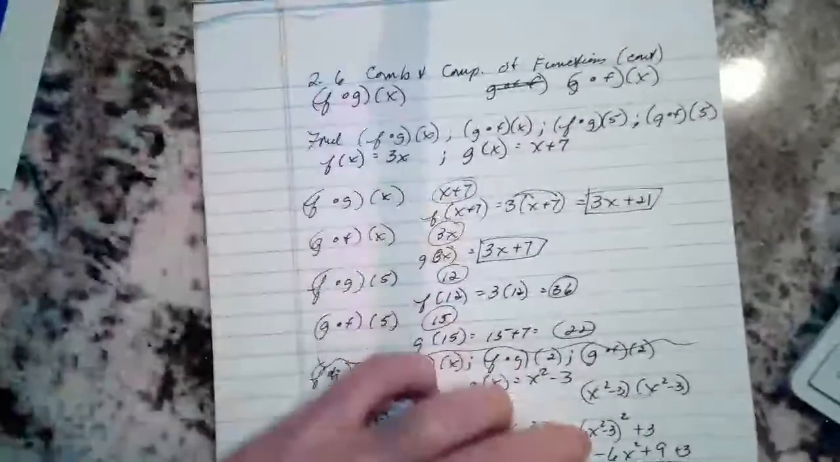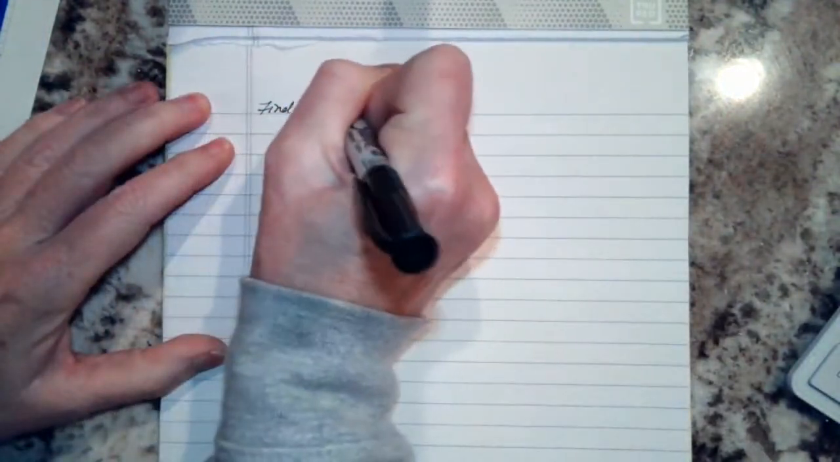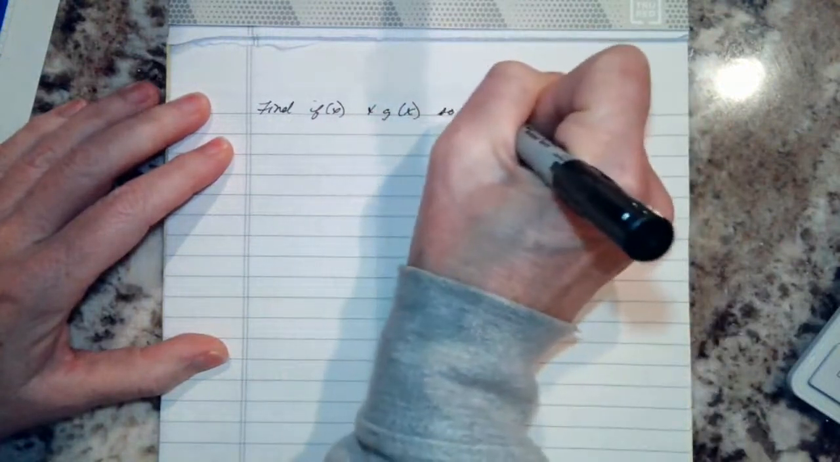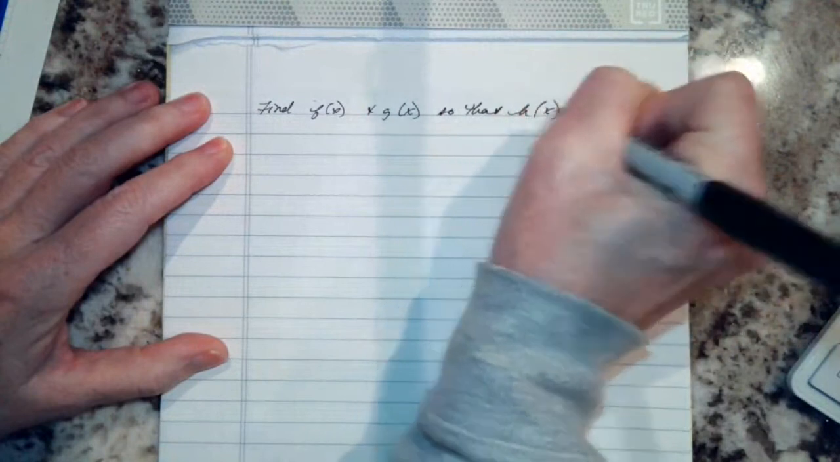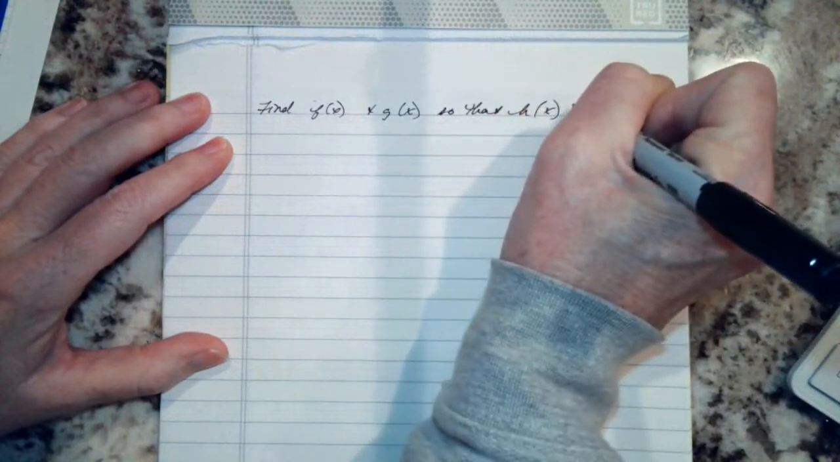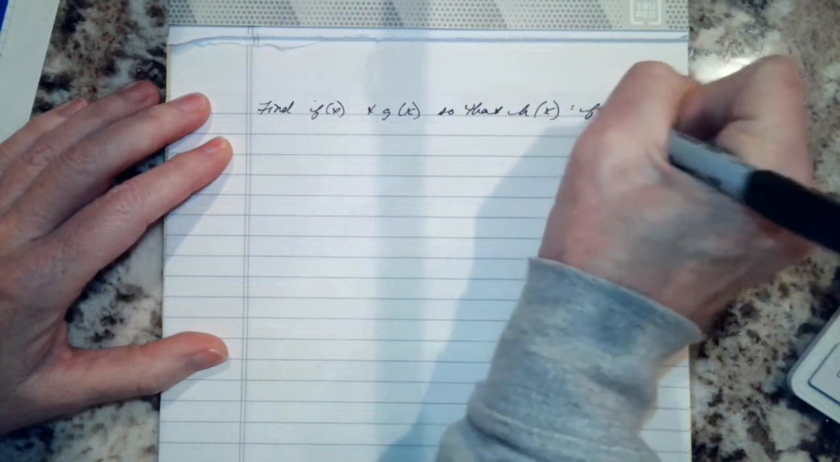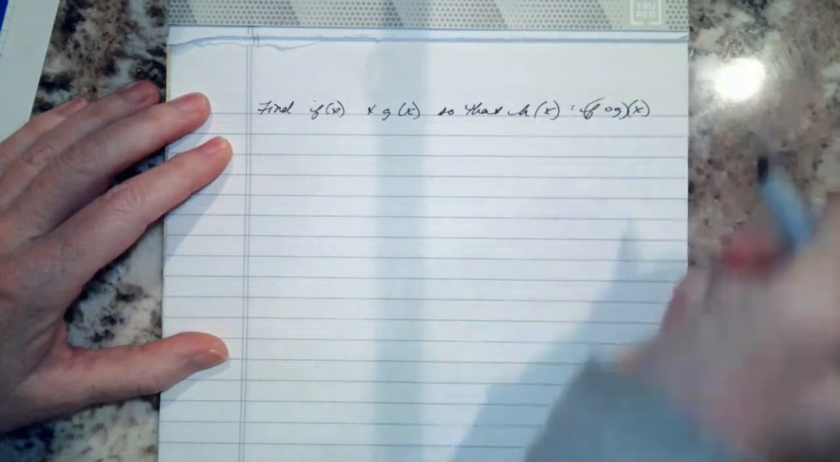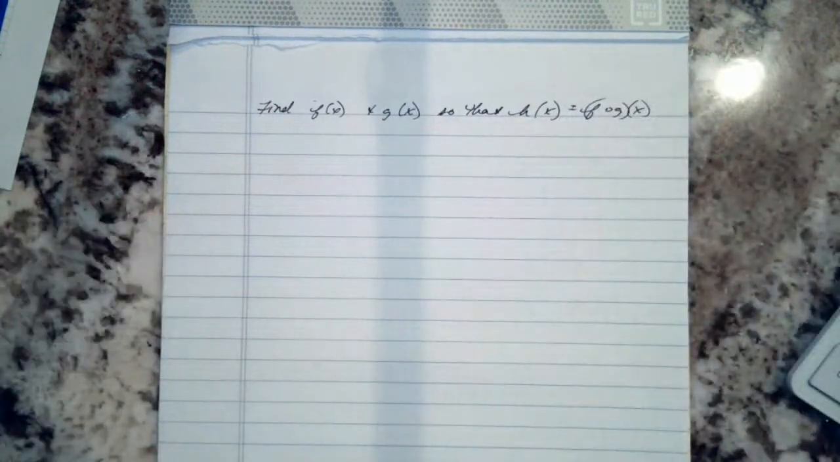Okay, let's do the last pre-graph, pre-worksheet part of this, where they're going to ask you to do the opposite. They're going to give you the composed part and ask you to break it down. They're going to ask you to find f of x and g of x so that h of x is the same thing as f composed of g of x. Okay, so h of x equals f composed of g of x.